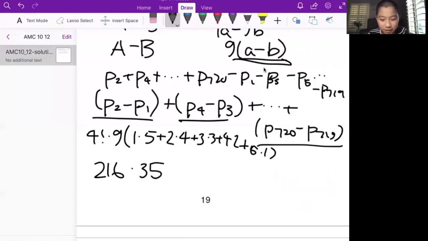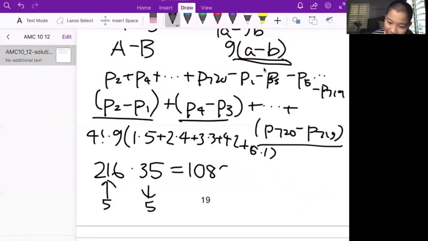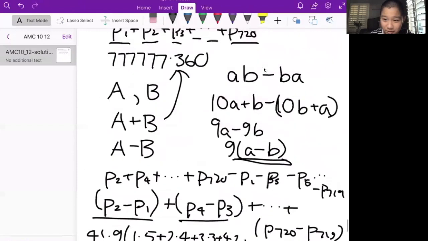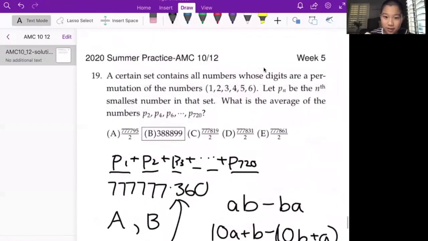So if you multiply a 5 here and then you take out a 5 here, it becomes 1080 times 7. And then if you take out a 3 here and then you add a 3 here, it becomes 360 times 21. So now we know a minus b is 360 times 21. So a minus b equals 360 times 21.